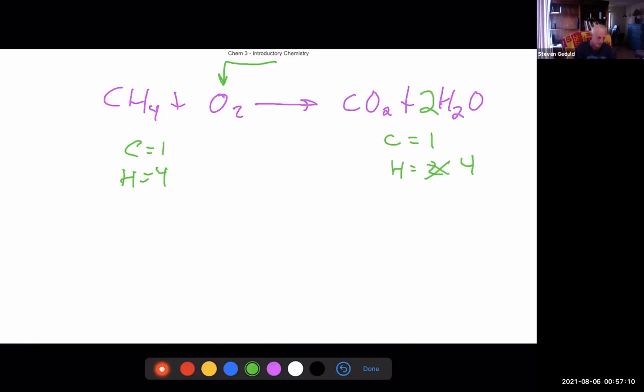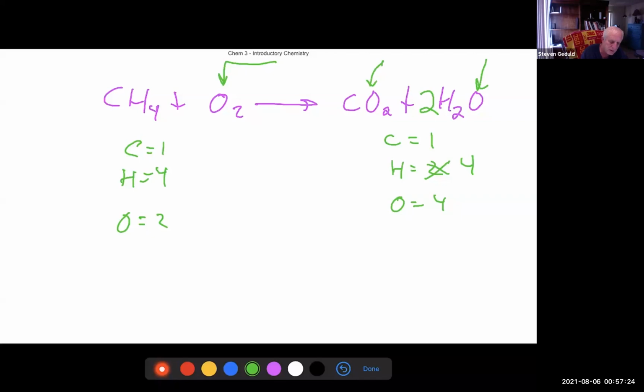Now oxygens. We have 2 oxygens on the left. We have how many on the right? We have 1, 2, we have 4. We have 2 here. We have 2 here. So that gives us 4 oxygens. So how to make that say 4? I put a 2 in front of it. And that's our balanced equation.